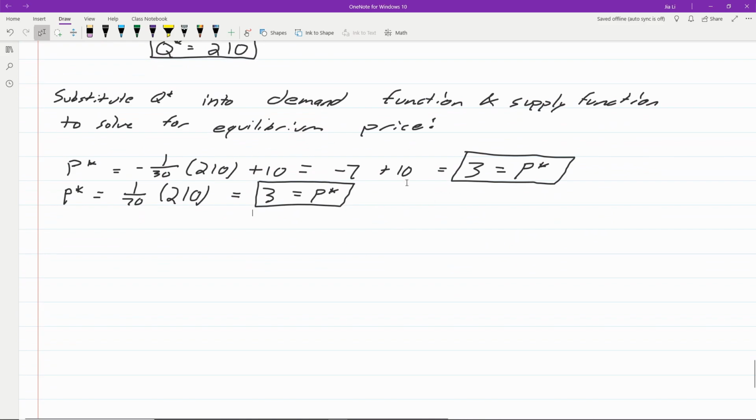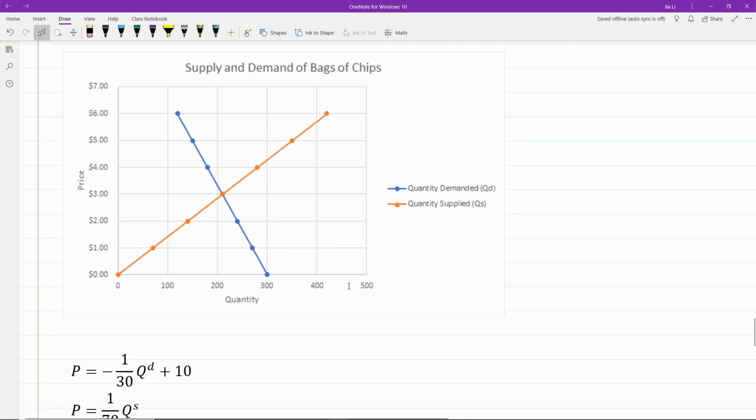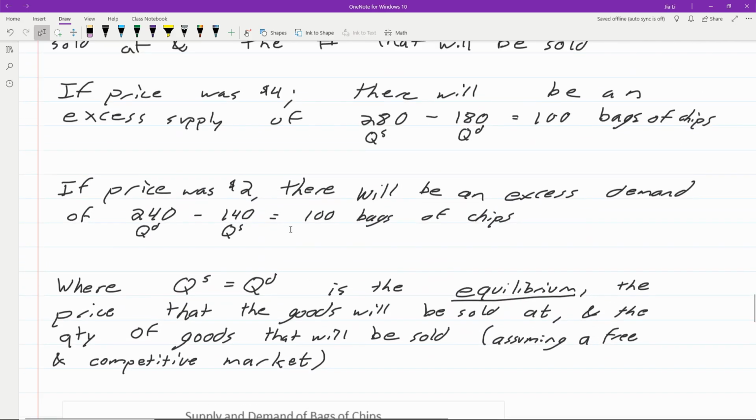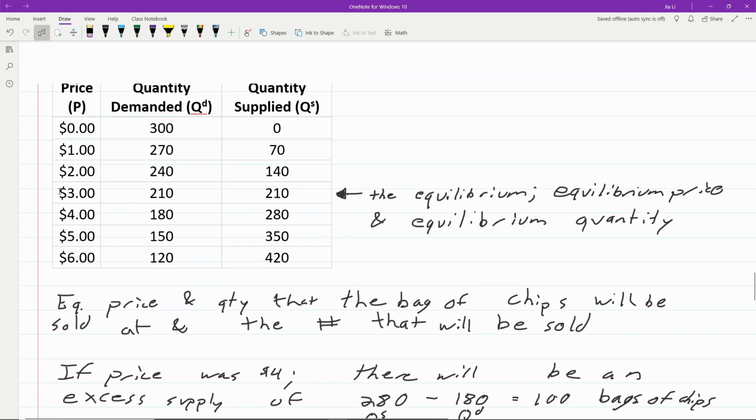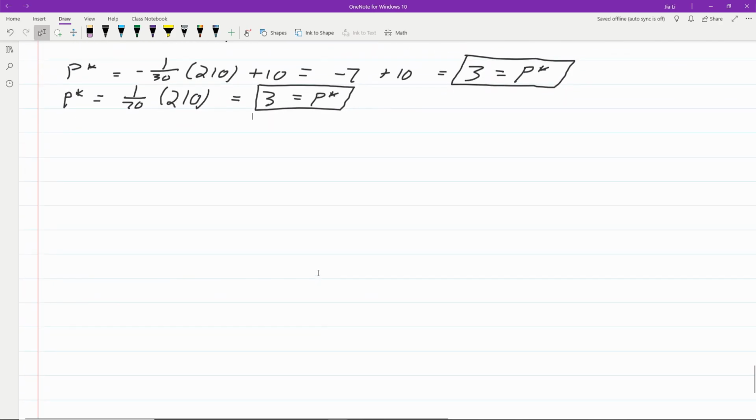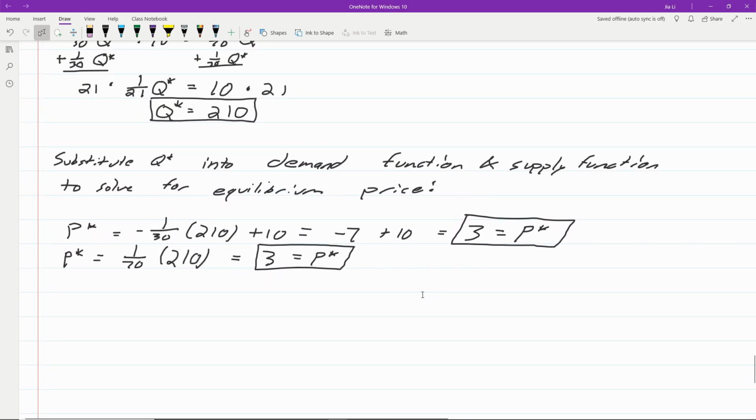And again, we can also double check by comparing to our answers from before, right? Equilibrium price here is $3 as we see on our graph because that's where the supply curve crosses the demand curve. And it's also given in our table here because that's where the two quantities, the quantity demanded and quantity supplied, are the same. So we know for certain, this all works out.